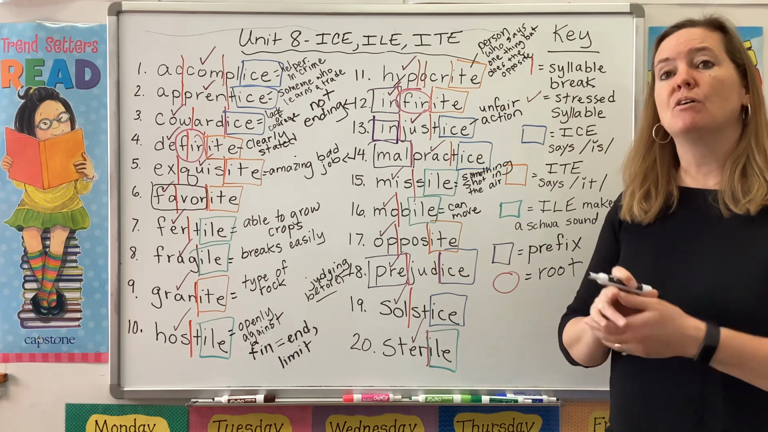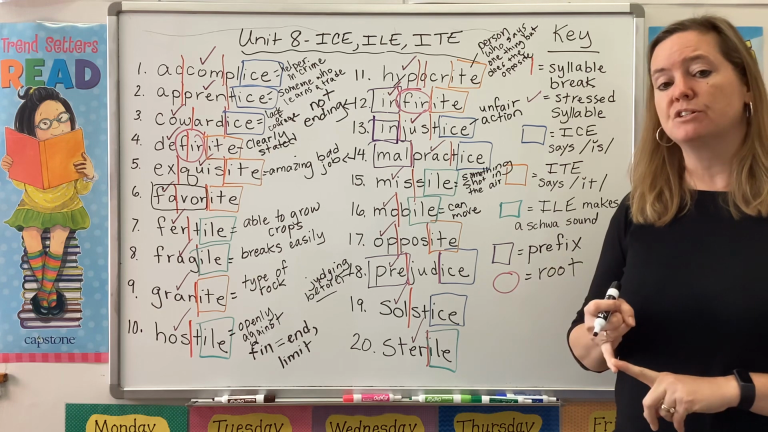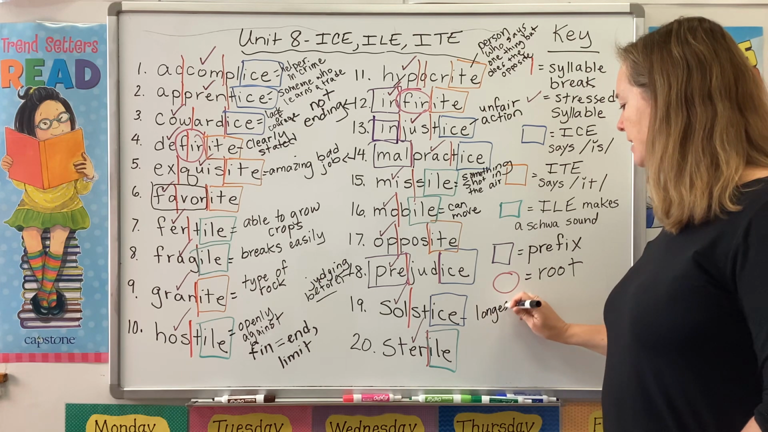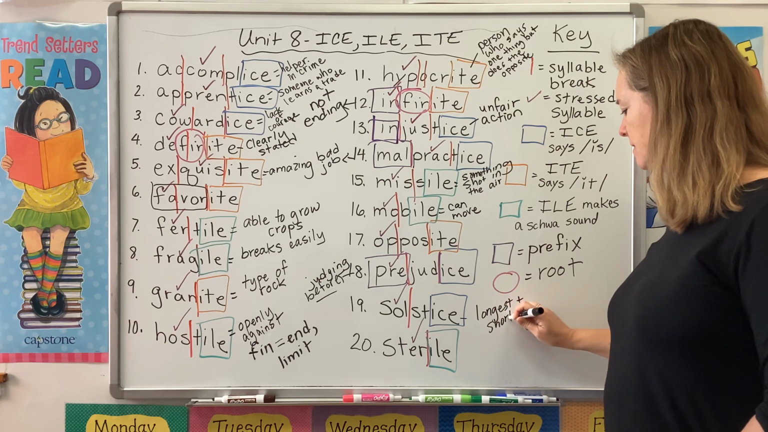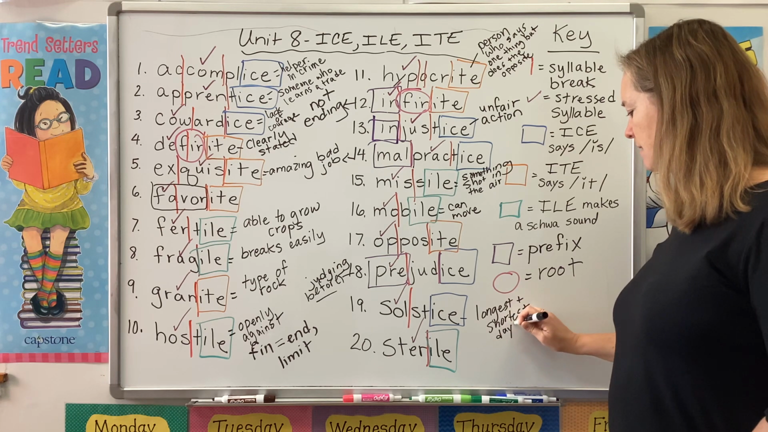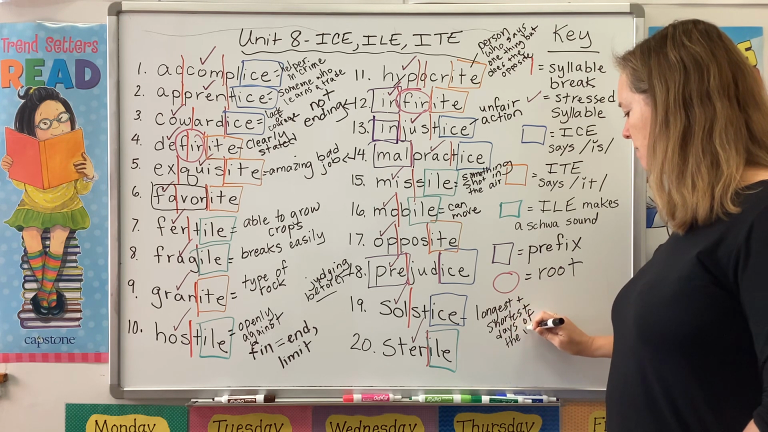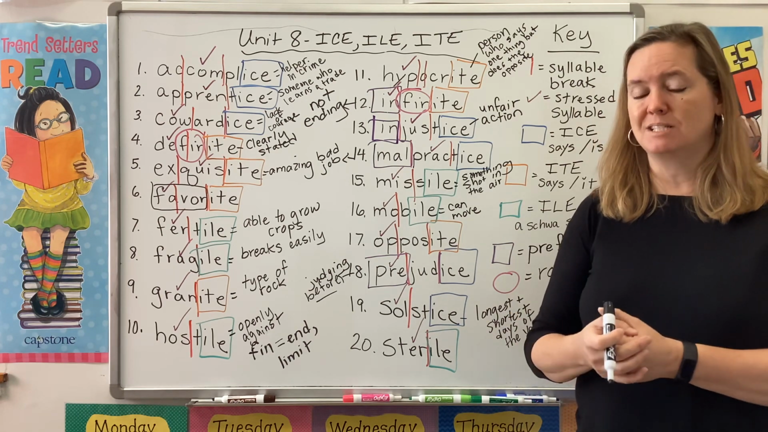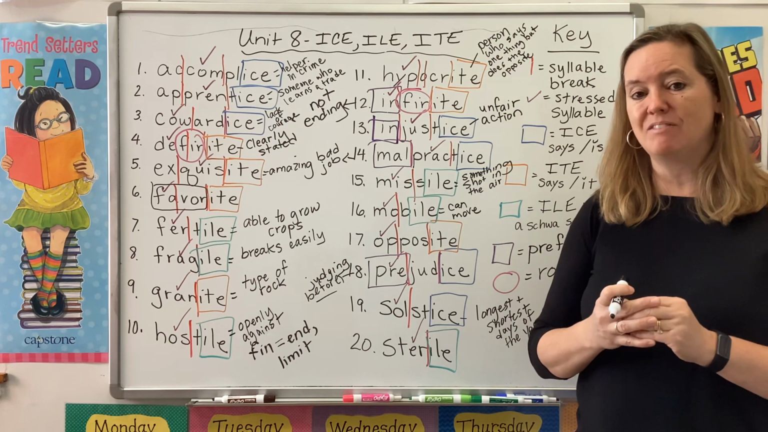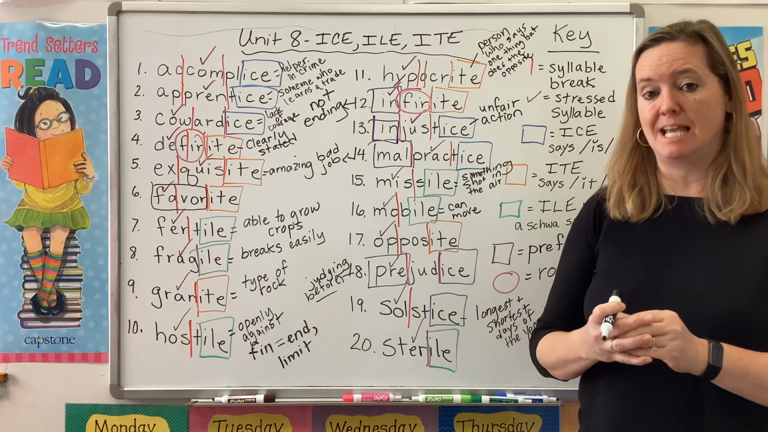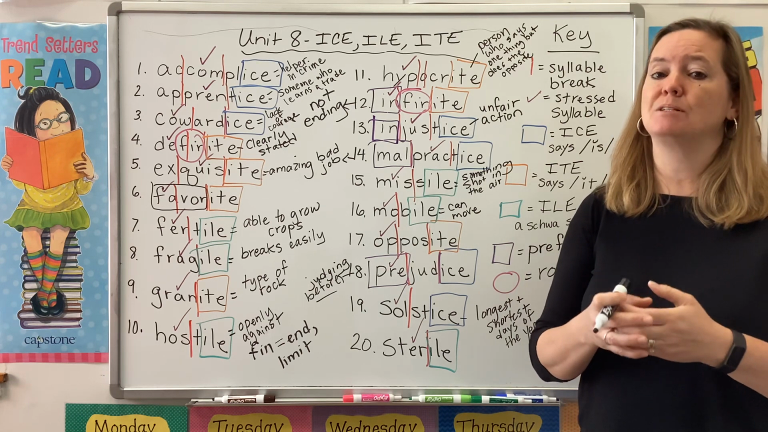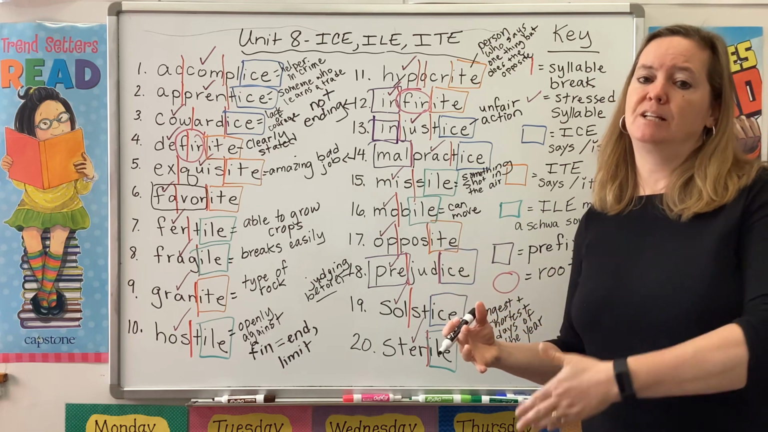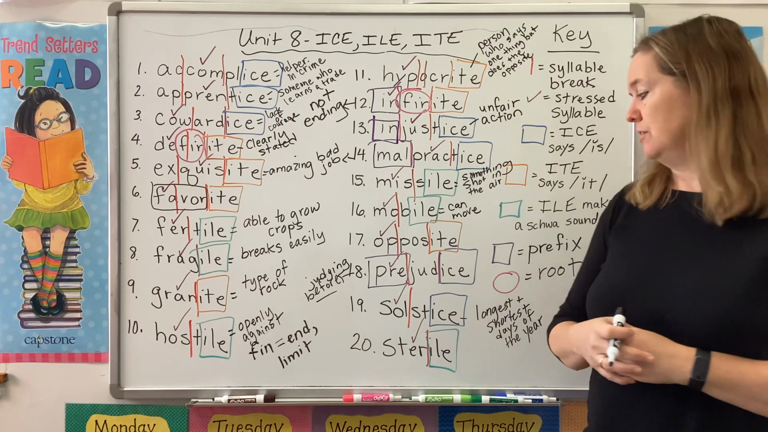Solstice. There are two solstices. We have the winter solstice and the summer solstice. These are the shortest and longest days of the year. Our winter solstice happens around December 21st. That is the shortest day of the year, which means we don't have that many hours of daylight. And then our summer solstice happens around June 21st. That is our longest day of the year. So the sun rises early in the day and doesn't go down till later in the evening.